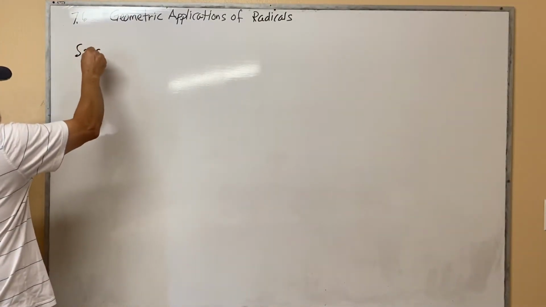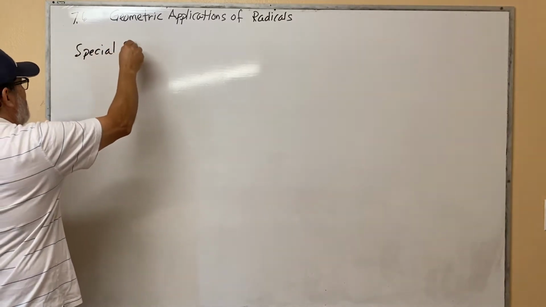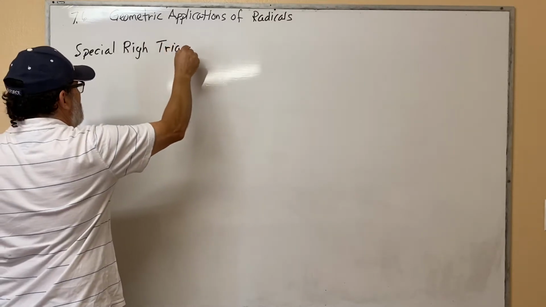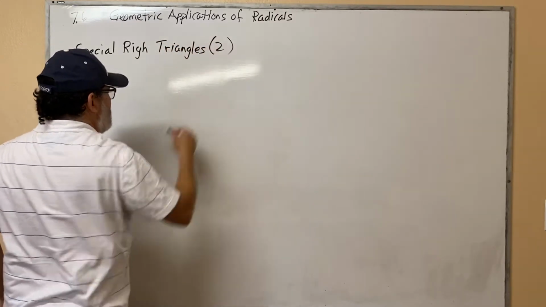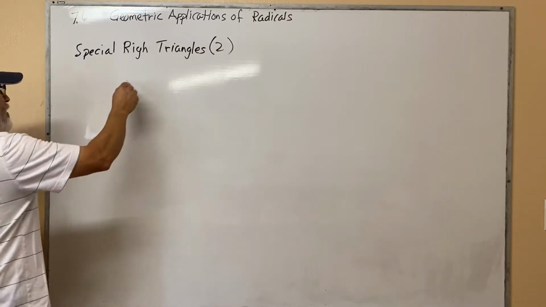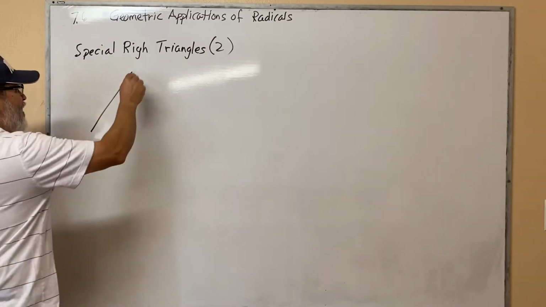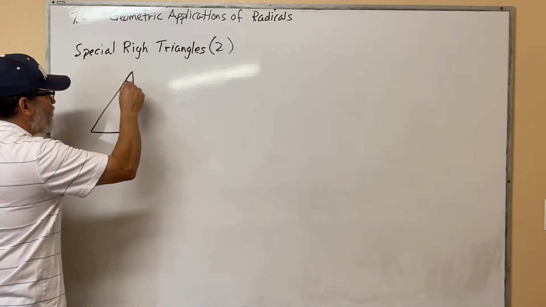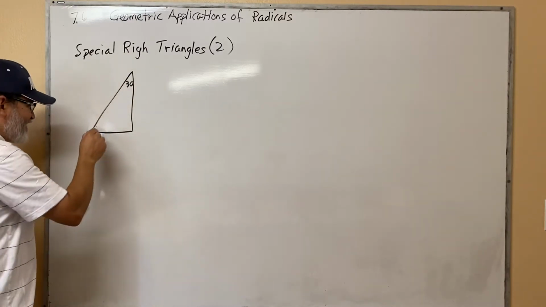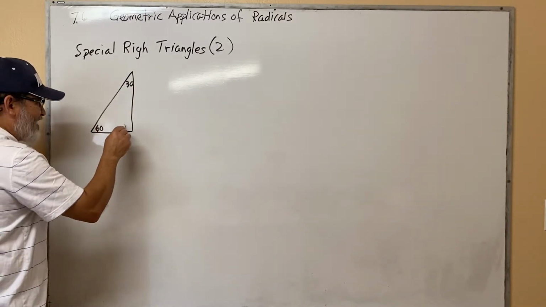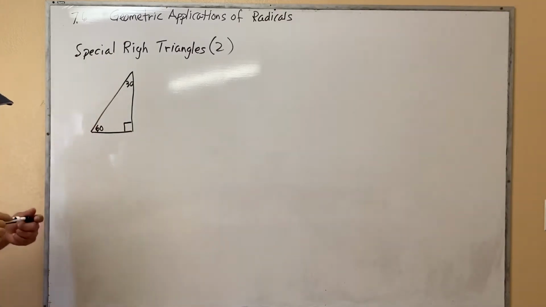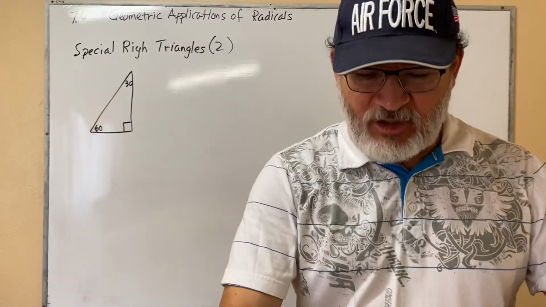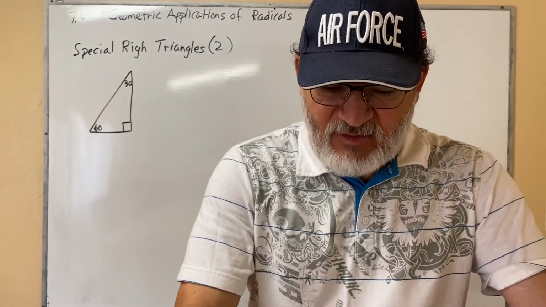Special right triangles. There are two of them. First, it is the 30 degrees, 60, and 90. That means 90. Okay? I'll just give you the rules, okay? This is what it says on page 643.